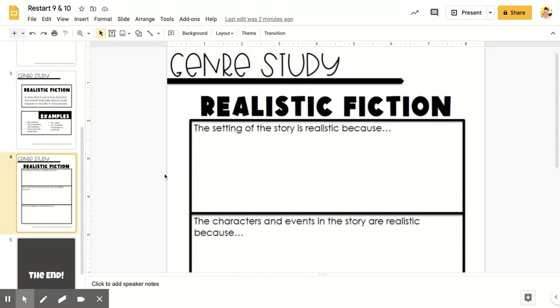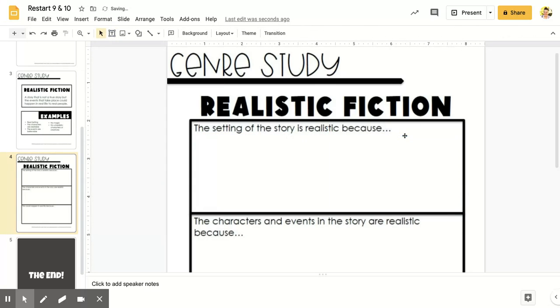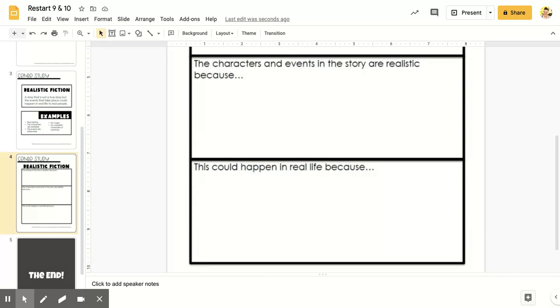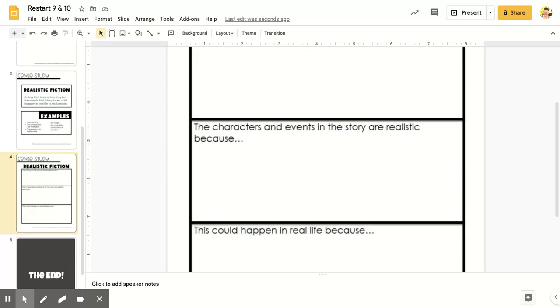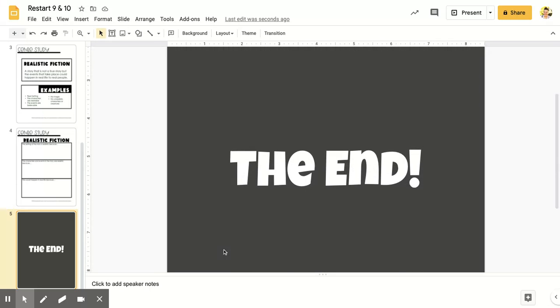And so as we study realistic fiction, there are 3 questions over this genre for you. So far in the story, I know we're only a third of the way in. The setting of the story is realistic because, and then you can just finish that sentence, maybe add 1 or 2 more sentences onto that by drawing your own text box. The characters and events in the story are realistic because, and this could happen in real life because, so don't overthink these questions, but make sure you give me around 2 sentences per answer. You're going to have to dig deep for that. And then that is the end. That is the end for our work today.